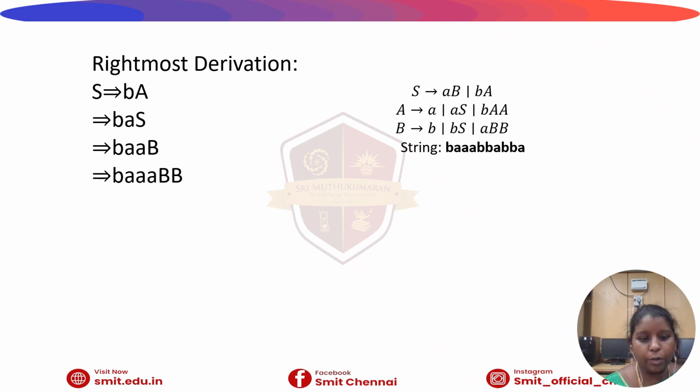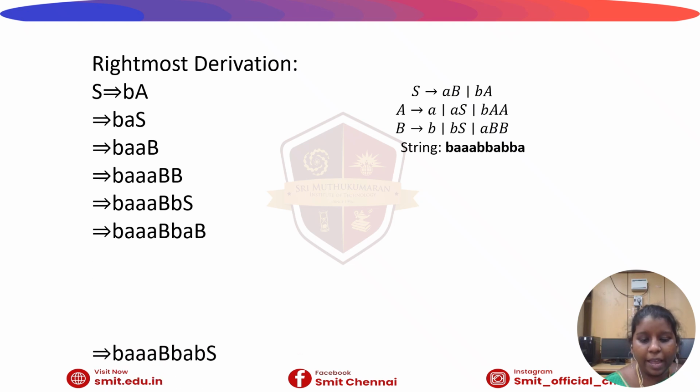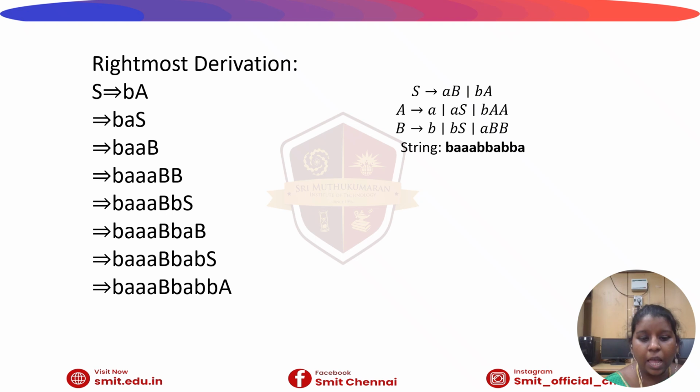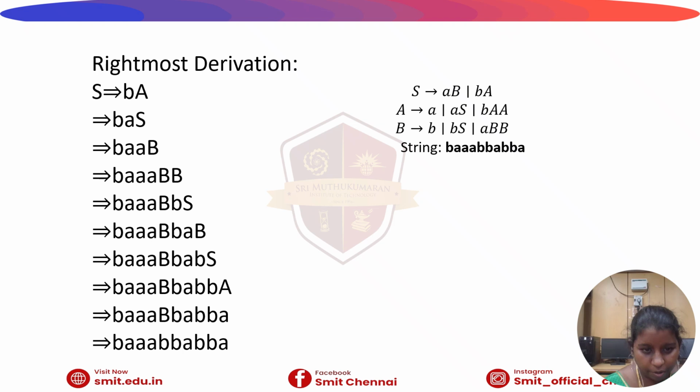In the leftmost derivation, we move from the left, so we concentrate on the next B. Here, as it is the rightmost derivation, we need to move from the right part. So I'm taking the last B. As per the string given, we need b, so we are replacing it with BS. Next for S, I'm taking AB, and for B, I'm taking BS, and for S, I'm choosing BA, and for A, I'm choosing a. Here we have a B in the middle, so for that B, we are replacing it with a small b. Here we got the string which needed to be generated in the rightmost derivation.